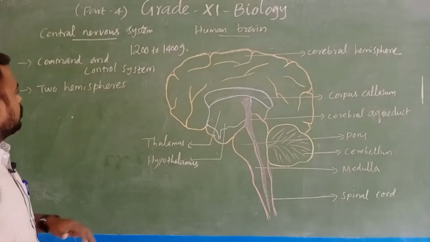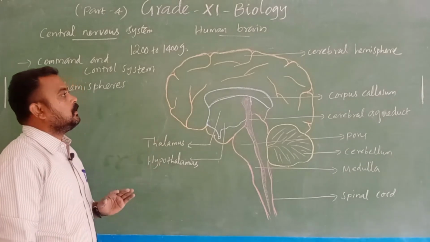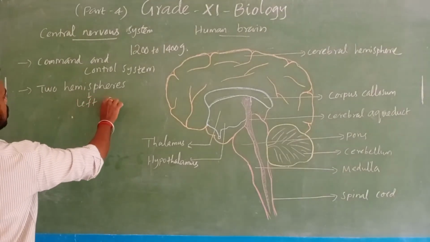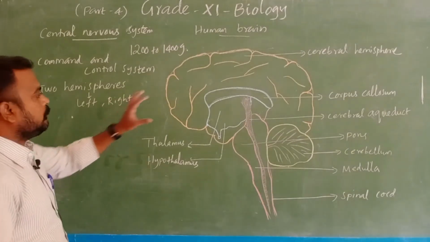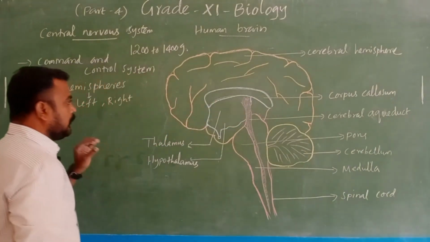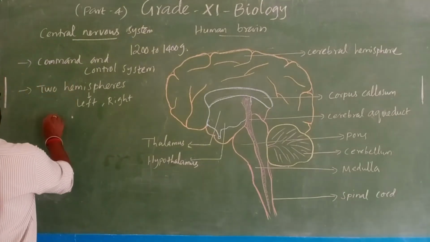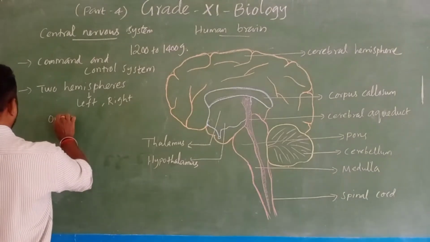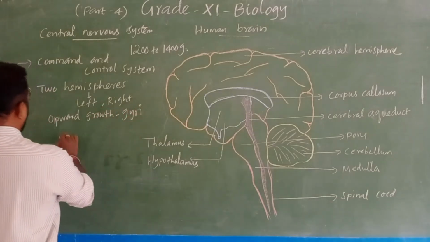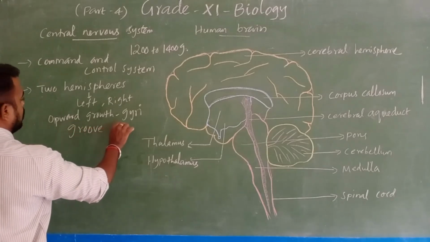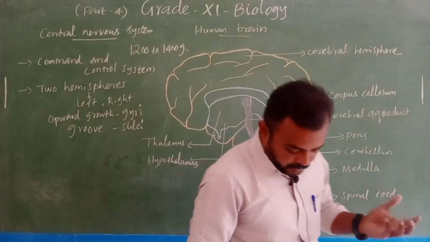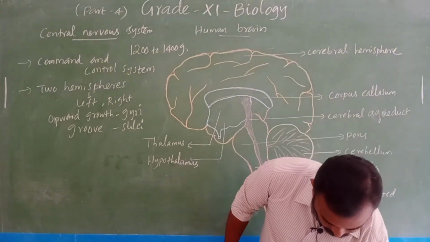Two hemispheres, one left and one right. In the hemisphere we have some folds. Here you see several folds are present. That upward growth is called gyri and the groove is sulci. So in the two hemispheres, right and left, there we have several folds.